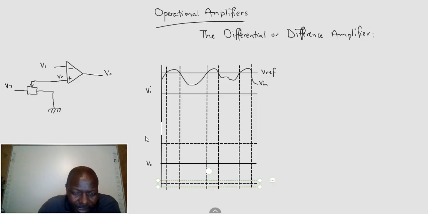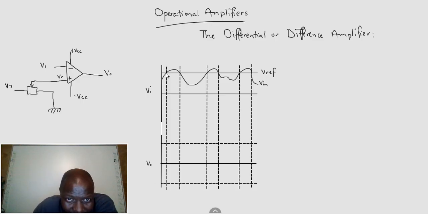Remember the output of the comparator. In actual sense, assuming there's a plus VCC and a minus VCC, what will then happen is that every time V in is smaller, with a higher positive VR, our output will be positive. So our output will be positive.